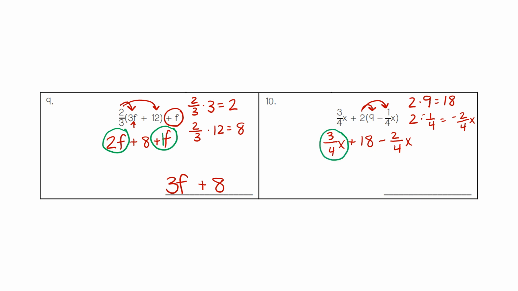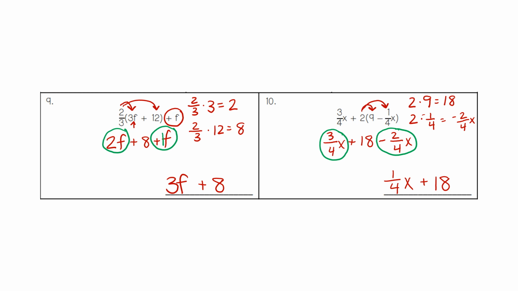We then combine our like terms, the x variables, just like we did yesterday. 3/4 x combined with negative 2/4 x would give you a value of 1/4 x. The plus 18 would stay the same as it is an unlike term and does not get combined with the x variables.